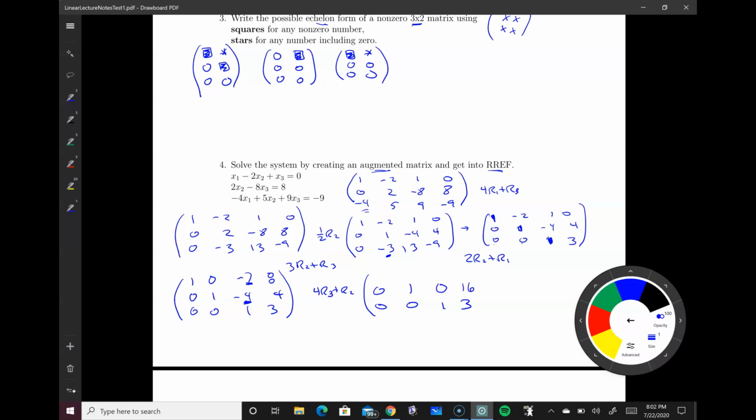Okay, and last but not least, I want to get a 0 here. So I want 7 times row 3 added to row 1. So that stays the same, that stays the same, 0, and multiply by 7, 21 plus 8 is 29. All right, so we can solve the system now. This last row says x3 is 3, the second row says x2 is 16, and x1 is 29.